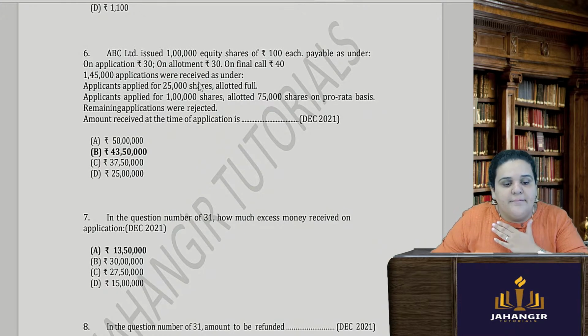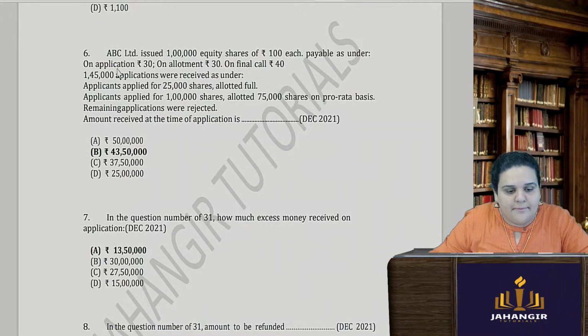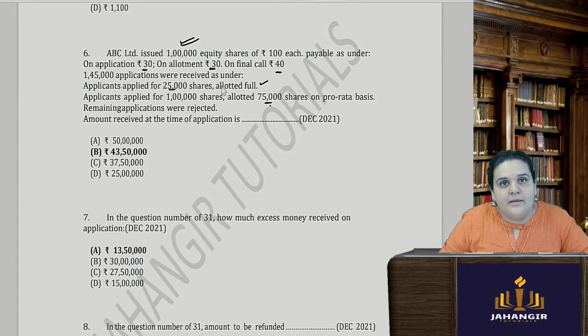Okay. ABC Limited issued 1 lakh equity shares of rupees 100 each. They are payable as under: on application 30 rupees, allotment 30 rupees, and on final call 40 rupees. Done. 100 rupees is total. 1,45,000 applications were received as under. Applicants for 25,000 shares were allotted full. And applicants who applied for 1 lakh shares were allotted 75,000 shares. Only then, 25 plus 75 will make 1 lakh. They were allotted on pro rata. Remaining all the applications which we had in extra, we rejected.